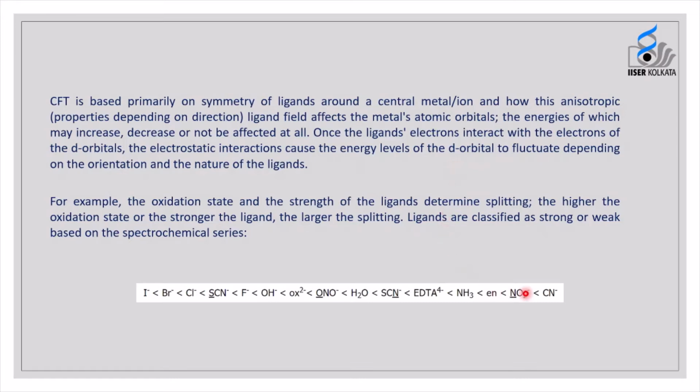So this is a series where CN minus is considered a stronger ligand, which means when CN minus is present in the complex, we have chances of low spin complexes, as the electrons are going to be paired in those complexes because the gap between these two orbitals is going to be very much higher.